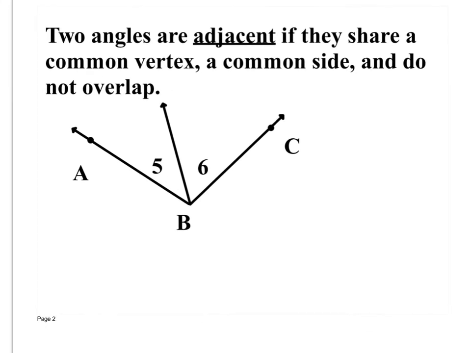You need to write this down. Two angles are adjacent, which means they're side by side, if they share a common vertex, which should be angle B, a common side, which would be this line, and do not overlap. Angle 5 and angle 6 don't overlap. They have a common vertex and a common side, so they're considered adjacent. They touch. All right? Any questions about adjacent?